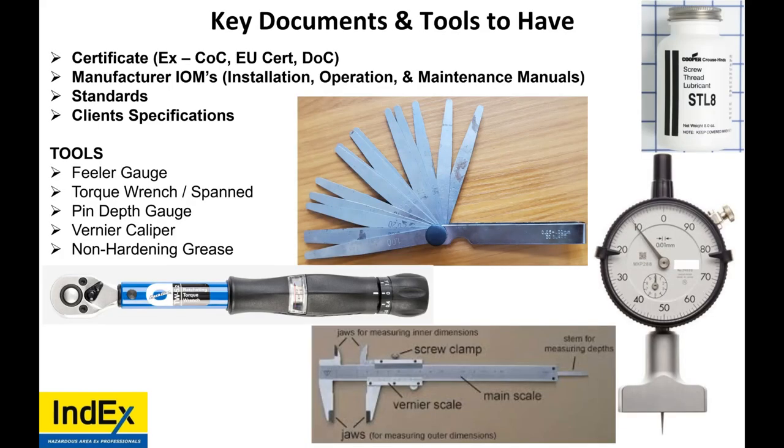Now, key documents and tools to have. What do we need? Well, the three most important documents that anyone would need. Number one, the certificate, whether it be IECEx, ATEX certificate, or declaration of conformity. That takes the number one precedence. That document matters most. Number two, the manufacturer's IOMs, their installation, operation, and maintenance manuals, and their data sheets. Then the standards and client specifications. Now, if the certificate, the IOMs, and the standards contradict each other, you choose the certificate. You must always meet the requirements of the certificate.